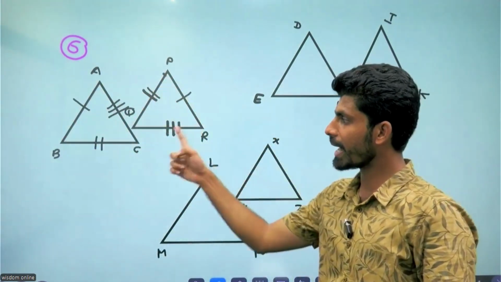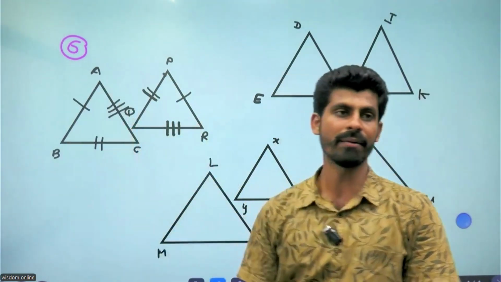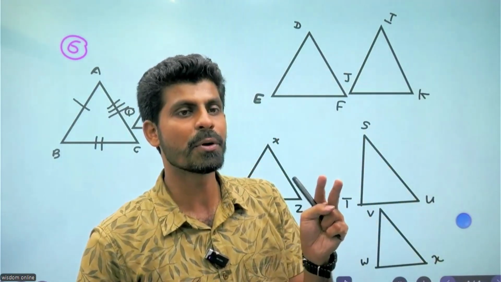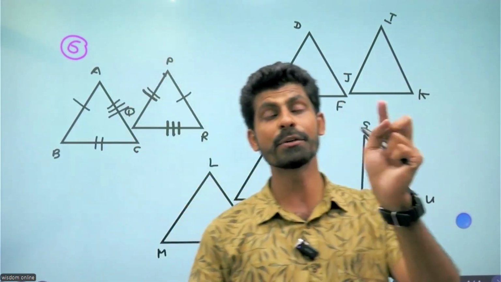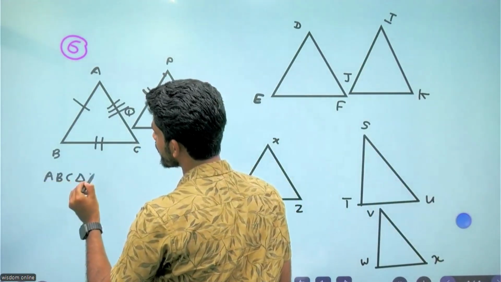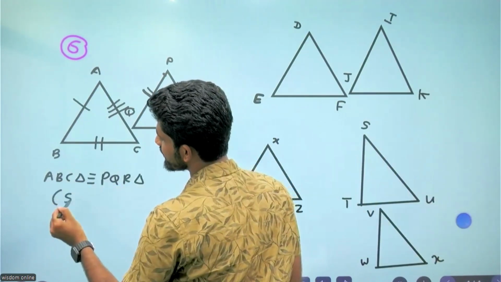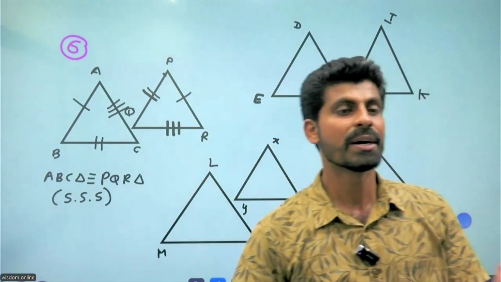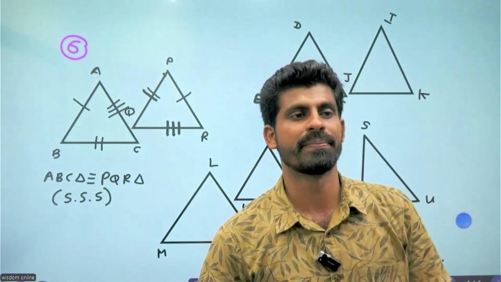AB equals PR, BC equals PQ, AC equals QR, right? Those 3 sides are equal. So 3 sides equal to the other triangle's sides means those 2 triangles are congruent. Triangle ABC is congruent to triangle PQR. What is the stage? S, S, S. Right? Those triangles are congruent.